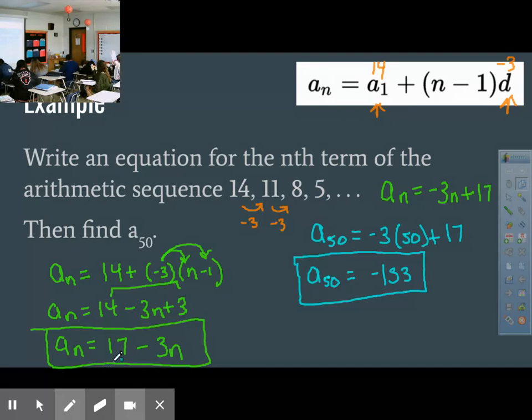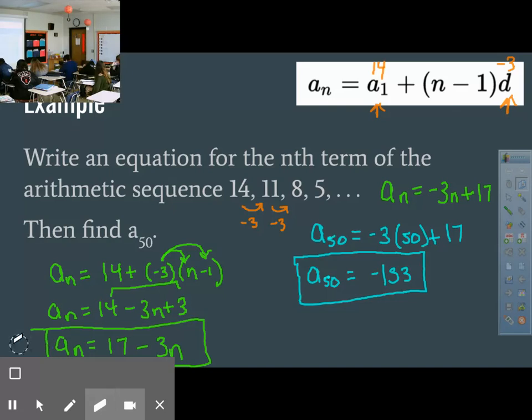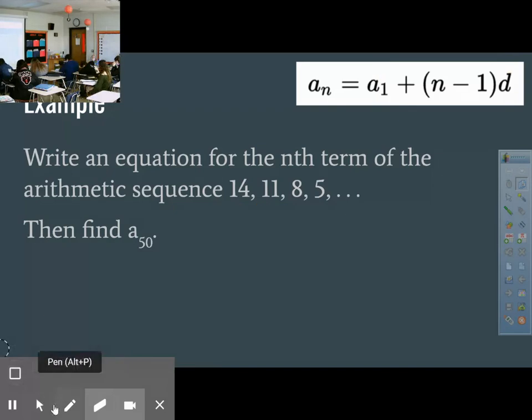All right, is everyone okay if I erase this? All right, let's try another one.